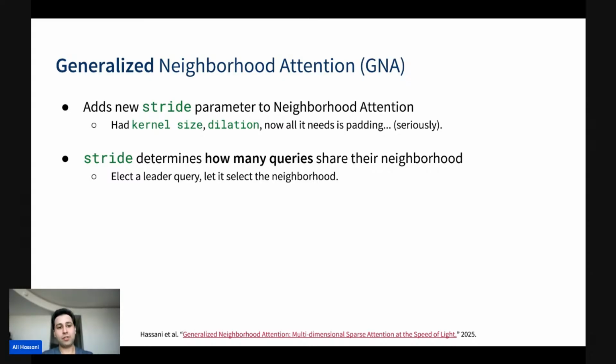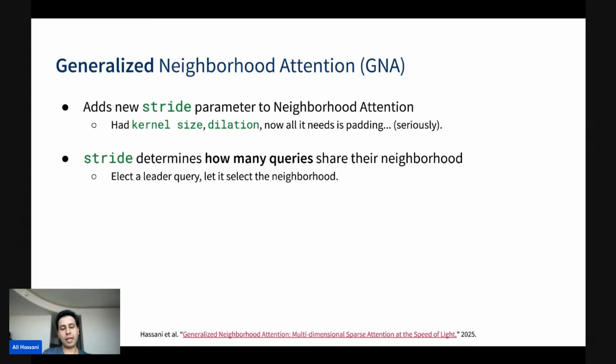So what we do is we added a new stride parameter to neighborhood attention. So we had kernel size, we had dilation, and now it has stride. And I seriously mean this. It could use padding. I envision a padding API for it as well that might be required by some applications. So what stride does is it has a very similar effect to what stride does in convolution. It basically introduces a delay step in your sliding window.